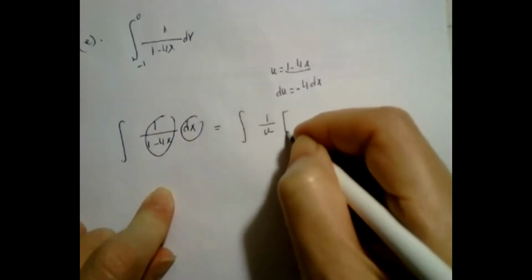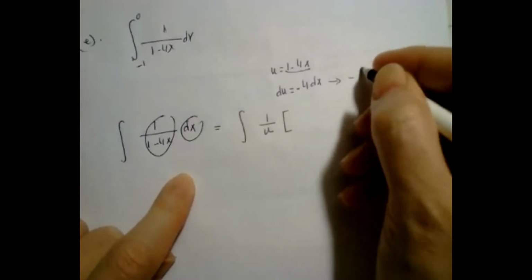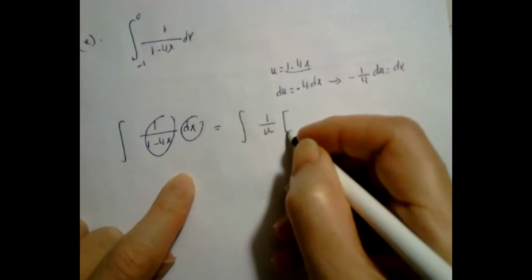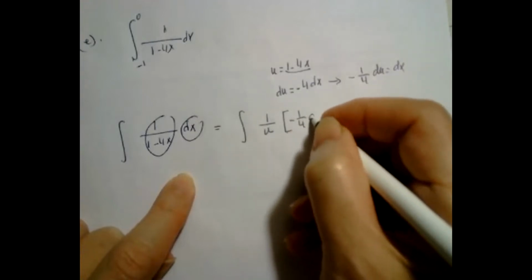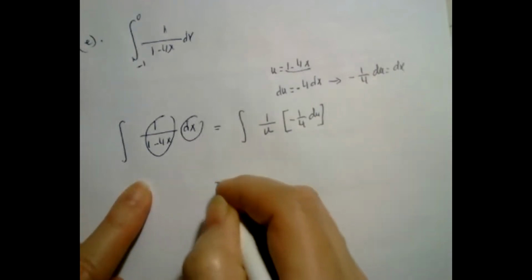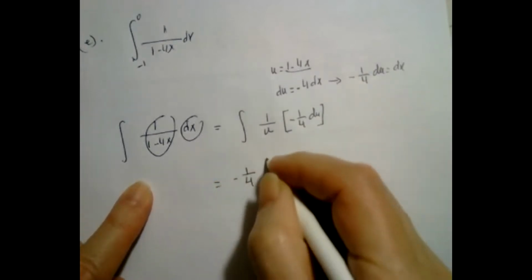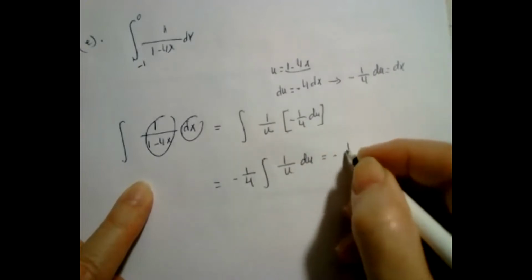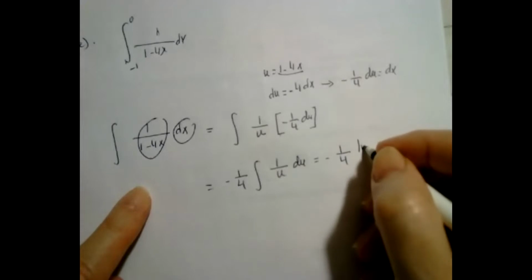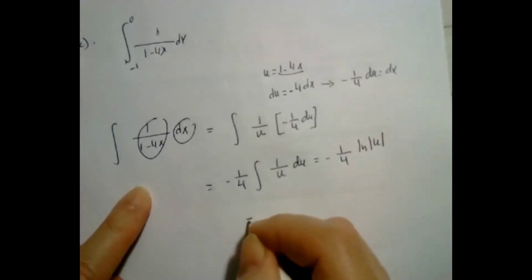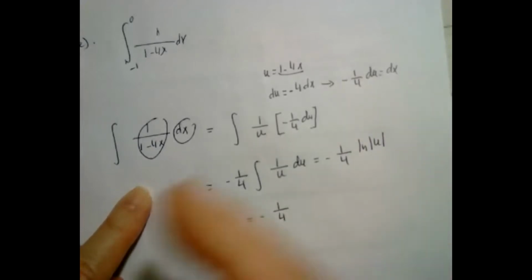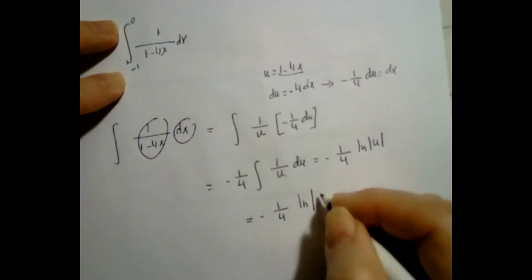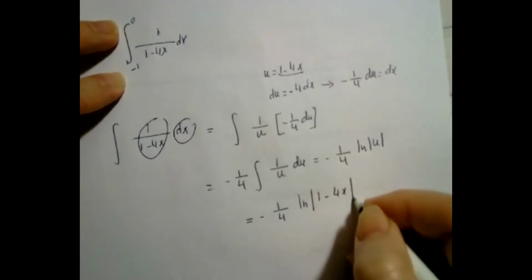The dx from this one, I divide by 1 over 4 dx. So from this one, I will get minus 1 over 4 du. So now we're done. Minus 1 over 4 integral of 1 over u du. It means minus 1 over 4 ln of u. I did not put a constant because I know at the end my goal is a definite integral. Ln of 1 minus 4x.